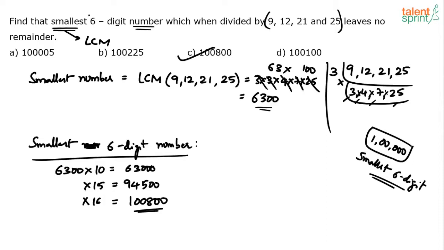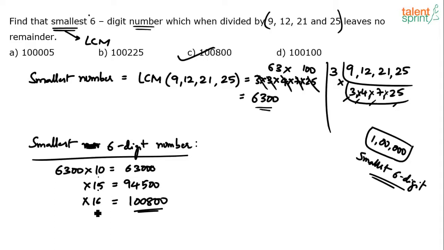You're able to follow? 1,800,000. That's the answer. So this is how you solve it. You understand? First find out the LCM, then take multiples of LCM into 10, into 15. So into 10 when I took, I got only 63,000. I'm not anywhere close to the smallest 6-digit number, which is 1 lakh. Into 15 when I do, I come close to 1 lakh, 94,500.